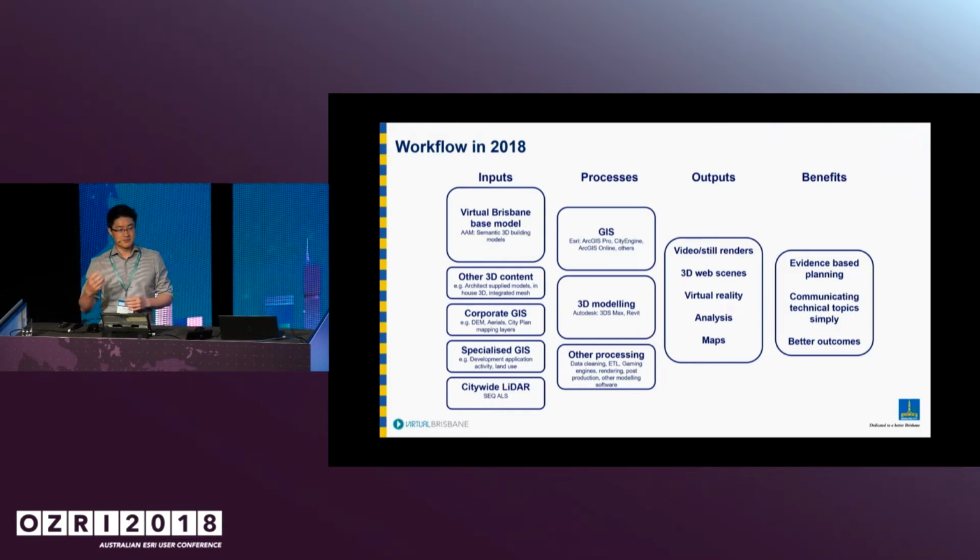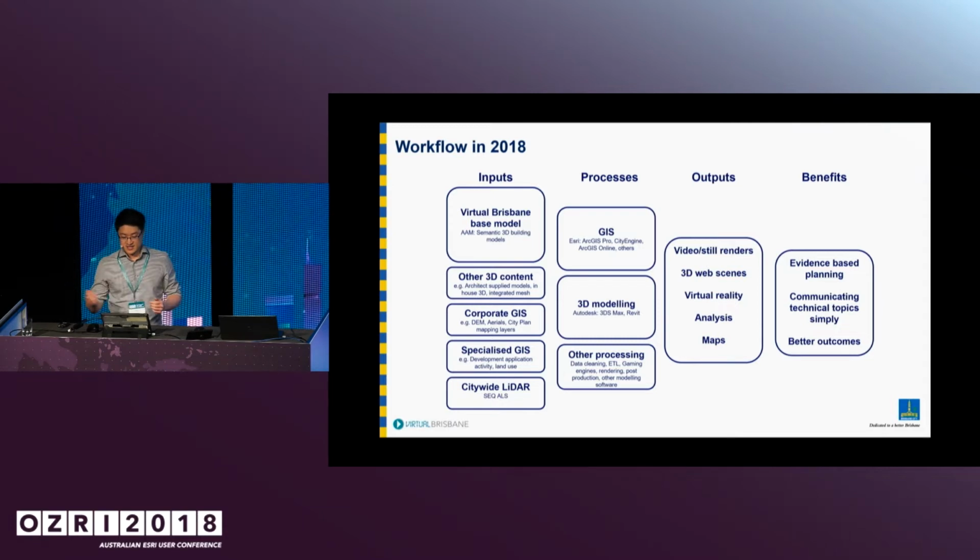We then supplement this with other 3D content. So this could be architect-supplied 3D models, 3D models we've generated in-house, integrated mesh models. We can then blend with what I'll call the corporate GIS data. So this is what my colleagues in the Council's official GIS department look after. So this might be the digital elevation model, aerials, the city plan mapping layers.